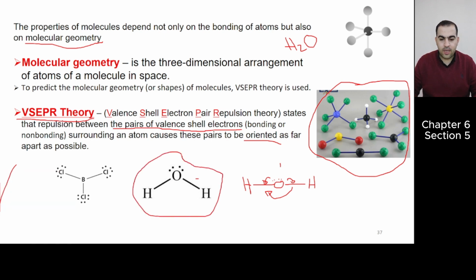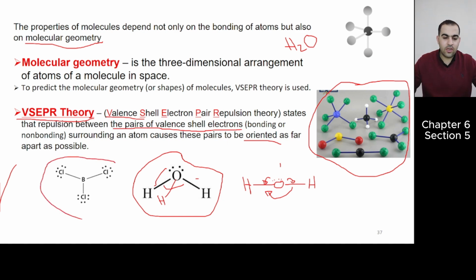Why does it happen like that? Because there's repulsion between the pairs of valence electrons. That's why the VSEPR theory says valence shell electron pair repulsion. It says there's repulsion. This repulsion causes the shared pairs and lone pairs to be oriented as far as possible from each other. So here, why are they not going to be like that? Hydrogen. Because here there is repulsion. This repulsion makes the hydrogens get far from each other. But here also there's another repulsion that makes them go downward.